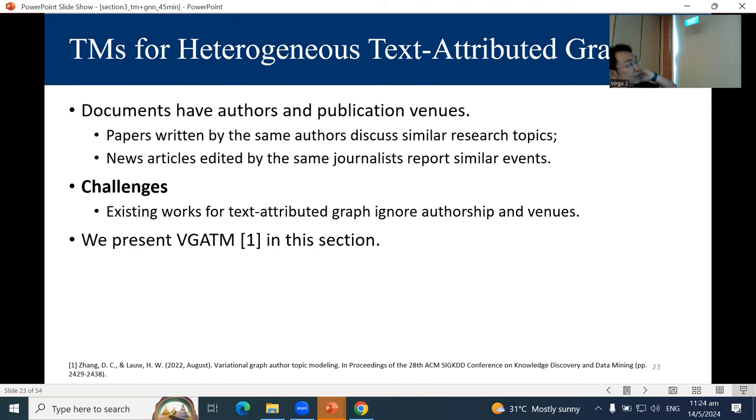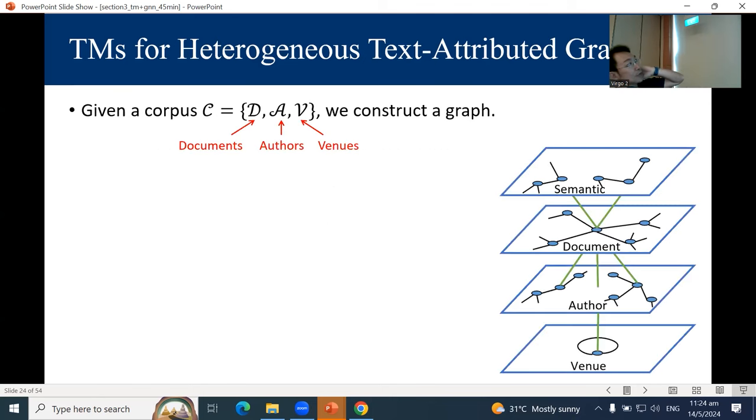This is a model called VGATM, right? In this case, the corpus we consider is slightly more complex. The vertices now are not just documents. We are going to add a couple more things: authors and venues. These are additional vertices. You can almost think of it as a multi-layer structure to the graph. There will be the document layer, and the documents are related to one another. There are the word layers, and the words are related to one another. There are authors, and authors co-author with one another. And then there are venues as well.